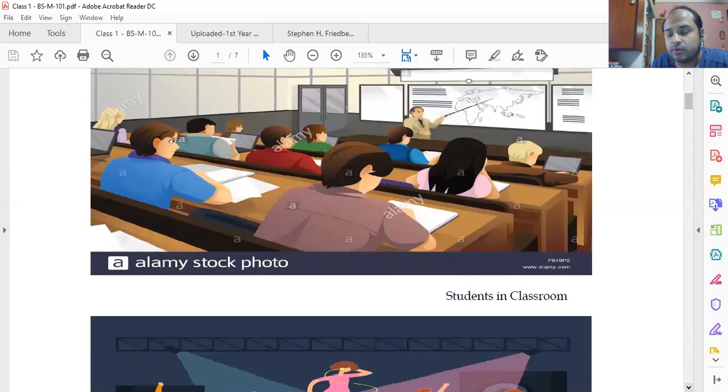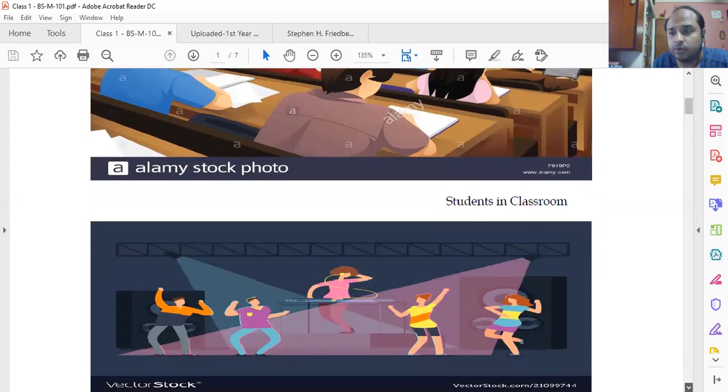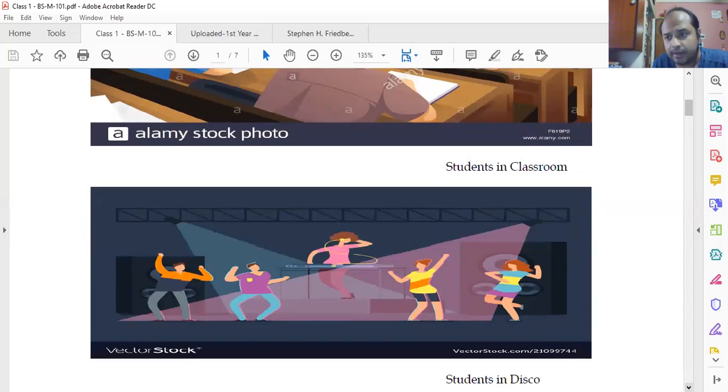Similar is the case with this disco. Disco is also actually having some rules of its own. You cannot go there wearing dhoti and kurta, or everybody will start laughing at you. And you cannot go there and start reading a mathematics book. People will think that you are mad. And you cannot go there and start fighting with another person. The bouncers will throw you out of the disco. Okay, so this particular collection, this set, is also governed by some rules.